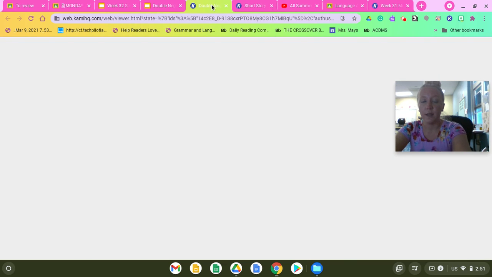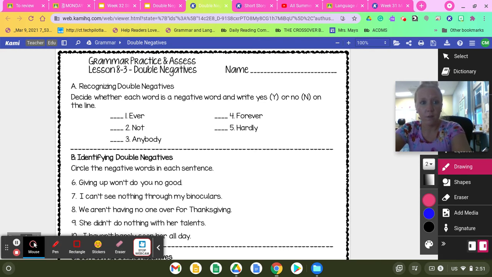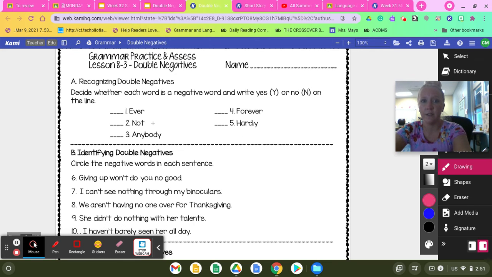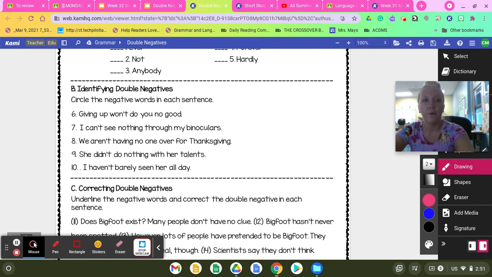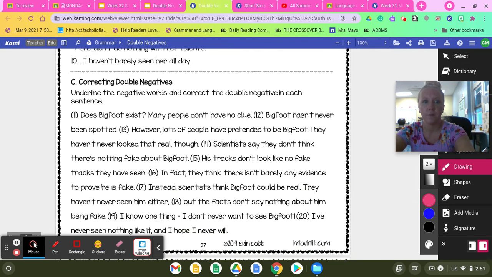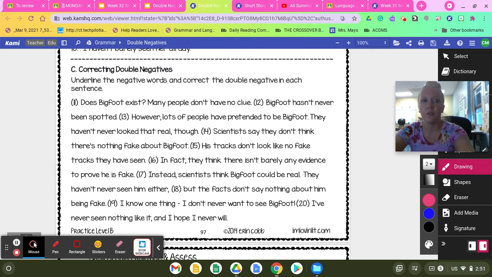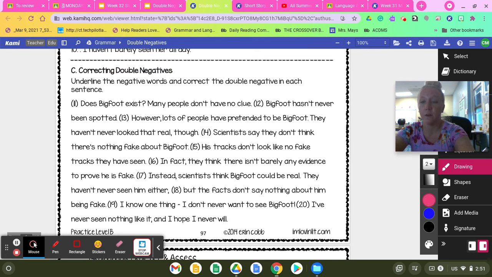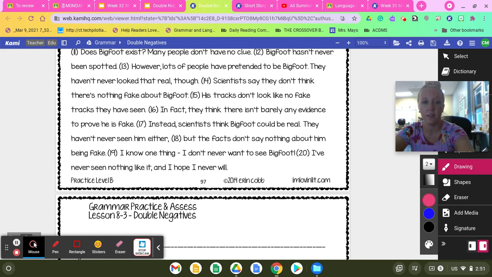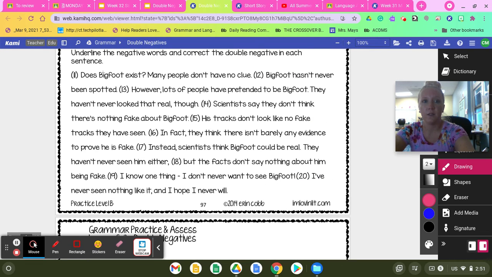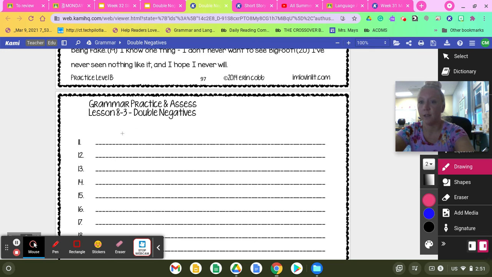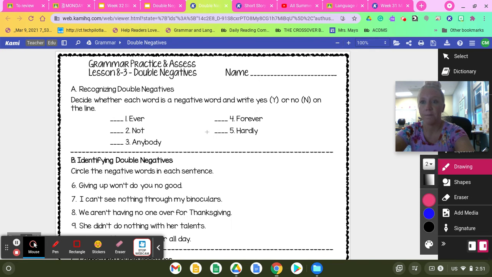What you're going to do next is your assignment. In the first part you have to decide whether the word is negative or not, so yes or no. In part B, you need to circle the negative words in each sentence. And then in part C, you need to underline the negative words and then correct the double negative in each sentence. In the sentence you will underline, and then on the line down here you will correct them. So that's it for class number 1 today.